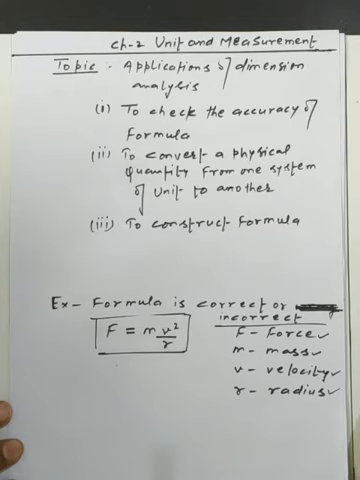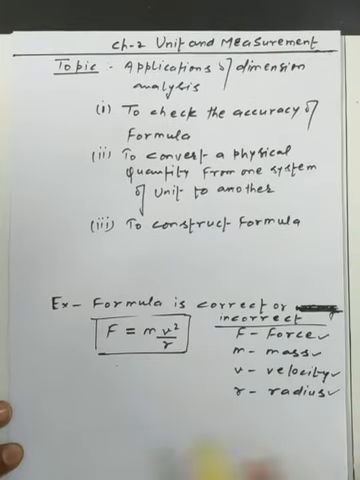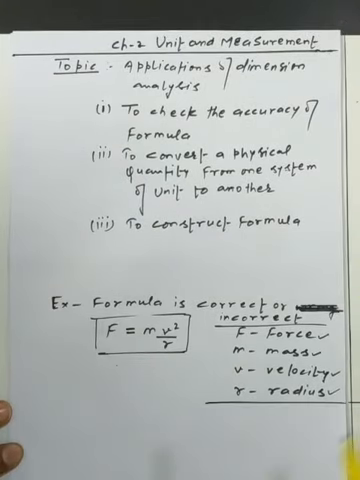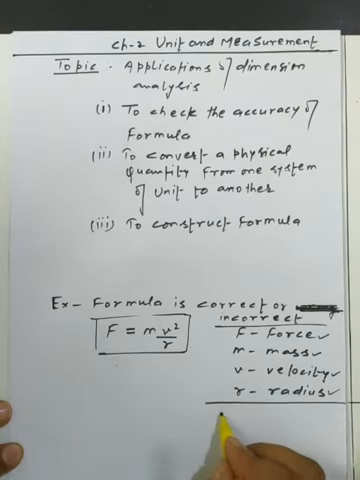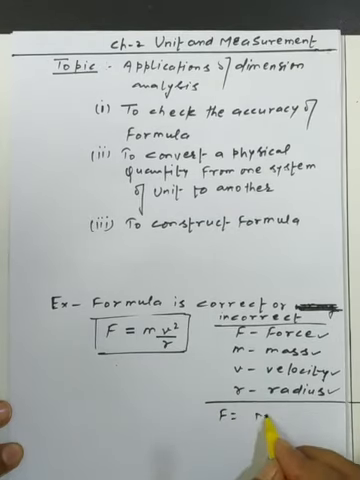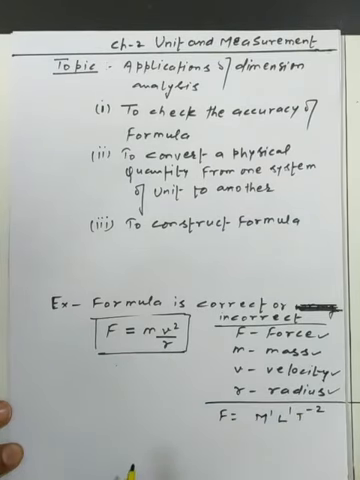So how can we check the correctness of this formula? We will compare the dimensions of the formula on the left hand side and the right hand side. If the dimensions on the left hand side and right hand side are equal, the formula will be correct. Up to this level we are able to write the dimensional formula of the various quantities. So I am writing in front of you that force has the dimension M1 L1 T minus 2.